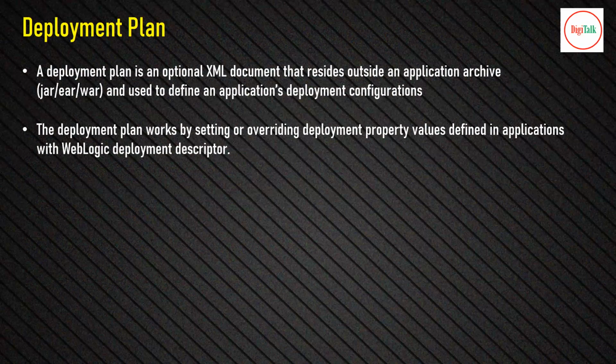So instead of changing the code or your application every time for the different environments, you can use the same code or the same archive file to deploy in your different environments. All the different parameters that you want to change for that particular environment, you can define in a deployment plan file, which is an XML document. And this is optional. Why is it optional?